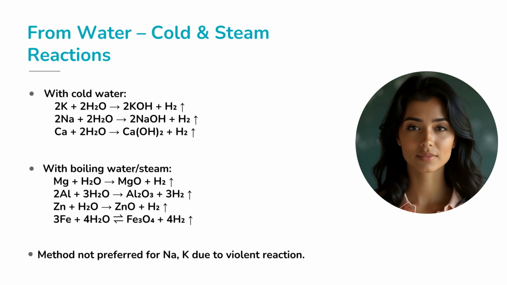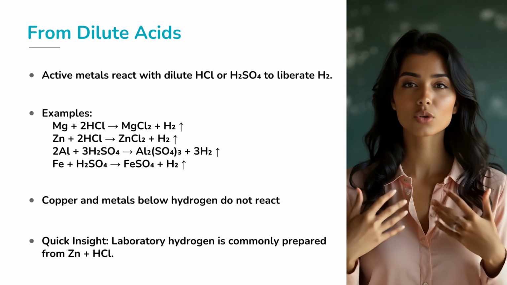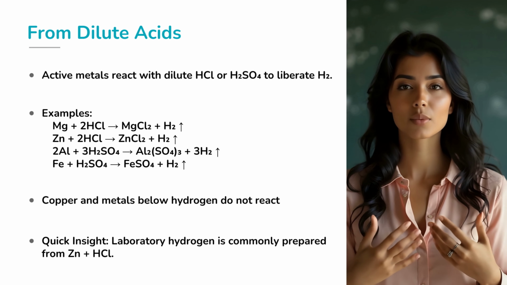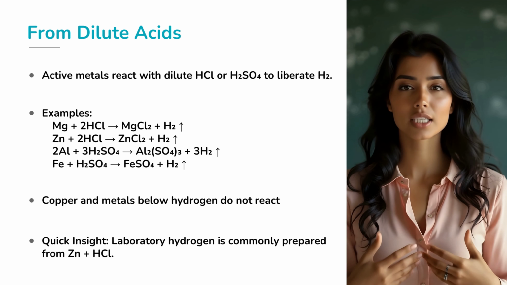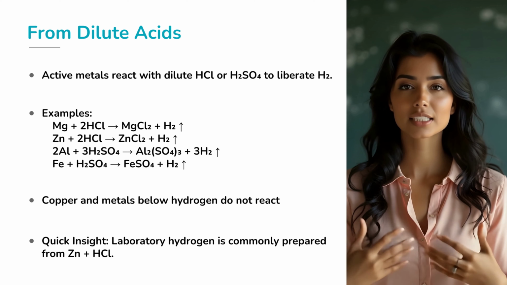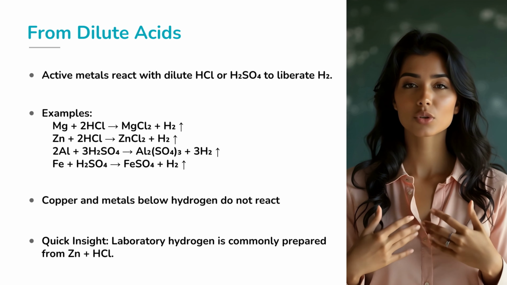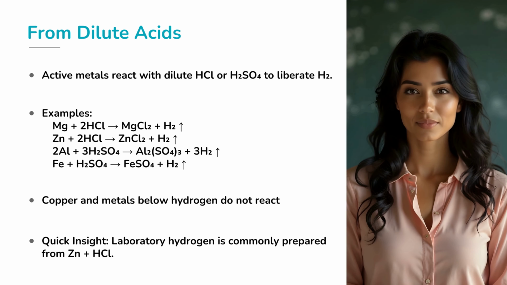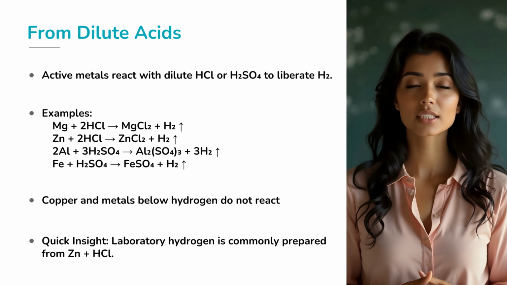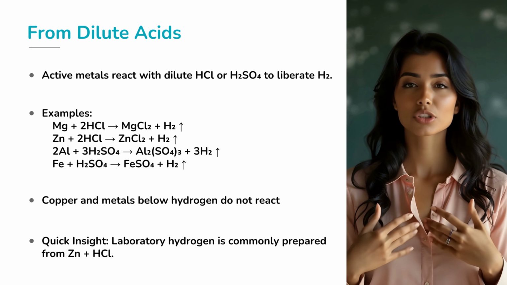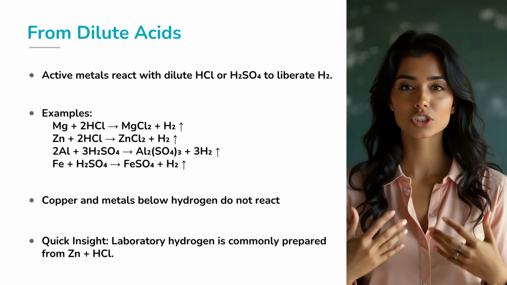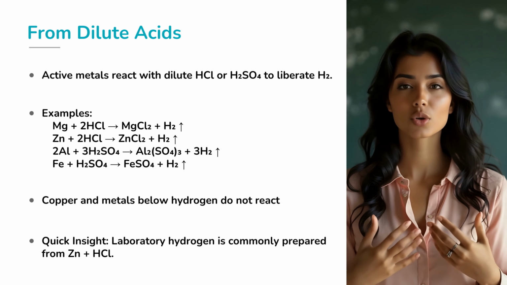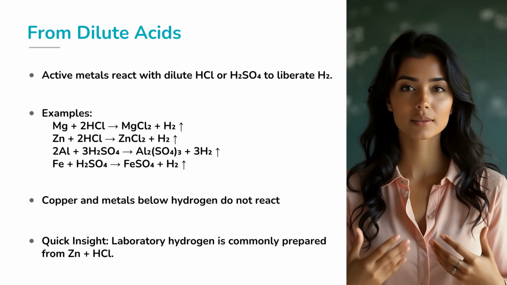production. Another common method for hydrogen production involves using dilute acids. When active metals react with dilute acids like hydrochloric acid, HCl, or sulfuric acid, H2SO4, they liberate hydrogen gas. For instance, magnesium reacts with hydrochloric acid to produce magnesium chloride and hydrogen gas, as shown in this equation, Mg + 2HCl → MgCl2 + H2.